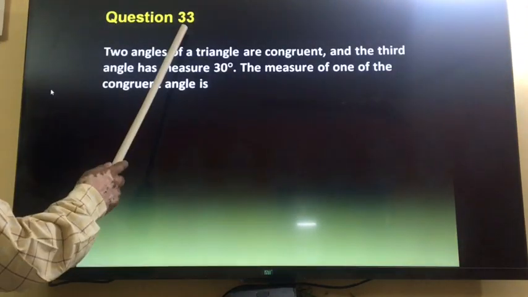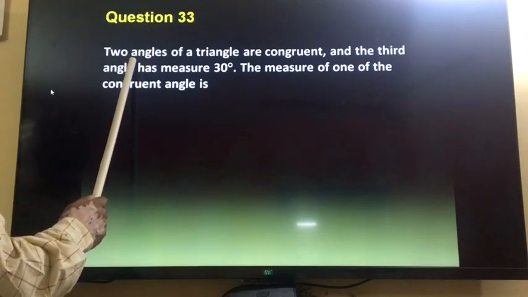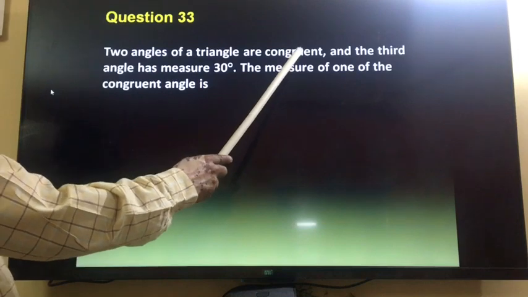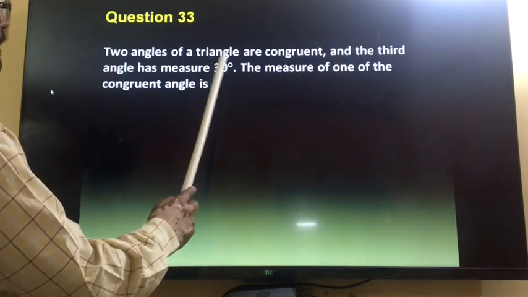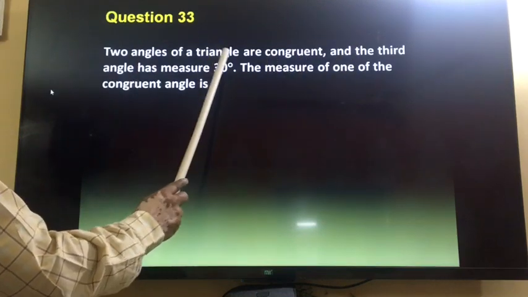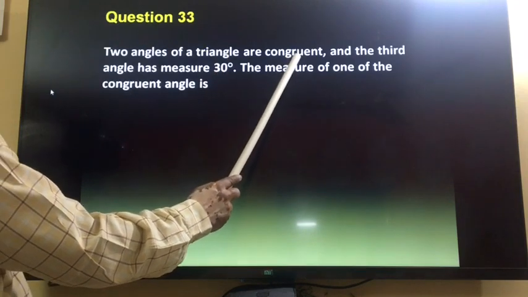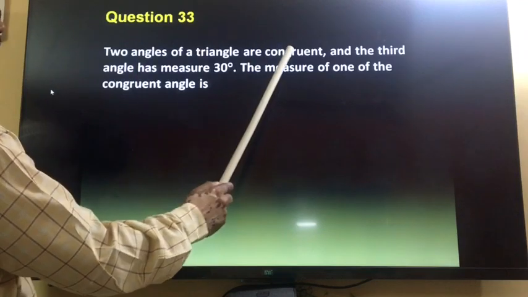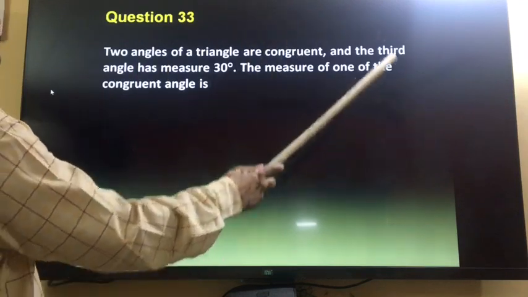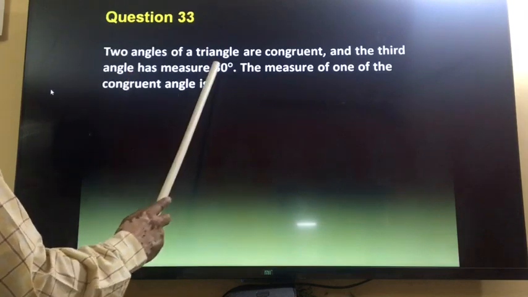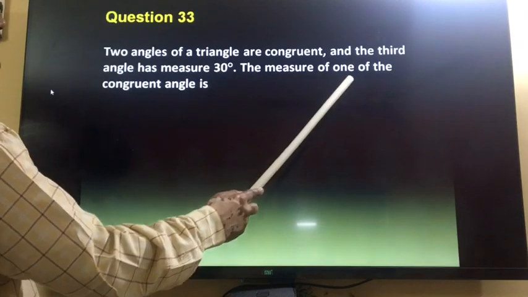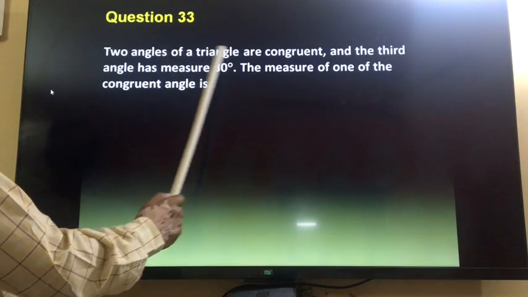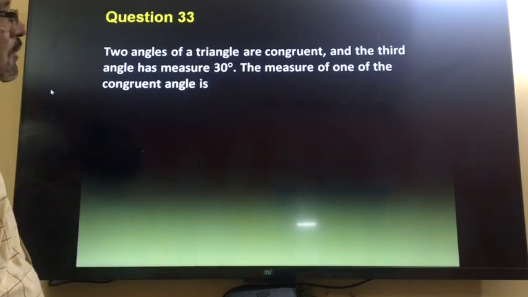Now question number 33. Two angles of a triangle are congruent. It is given. Congruent means two angles are equal. Two angles of a triangle are congruent. Congruent means equal. Here, not triangle congruent, two angles are congruent means two angles are equal. And the third angle has the measurement 30 degree. The measure of one of the congruent angles, we have to find out, one angle of the two that are equal.